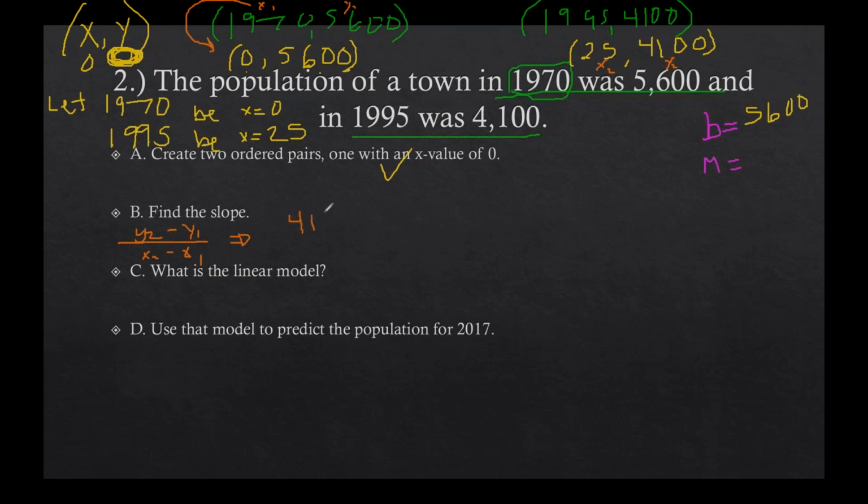4,100, okay? And then we subtract y1. What's the other y value? 5,600, okay? In the denominator, you want the ordered pairs right on top of each other. So what is the x value that corresponds to 4,100? 25. And my other x value is 0. So now we mathematize this process. Do a little subtraction. What's my numerator?